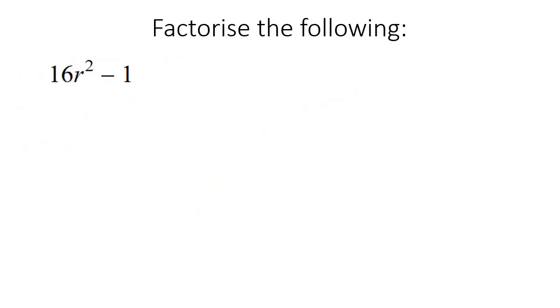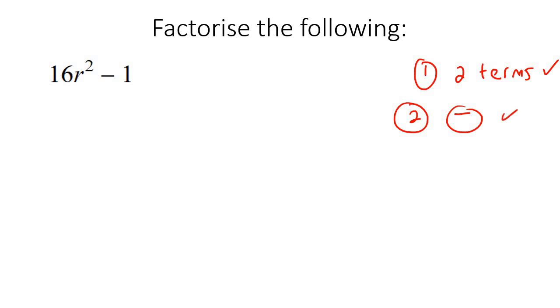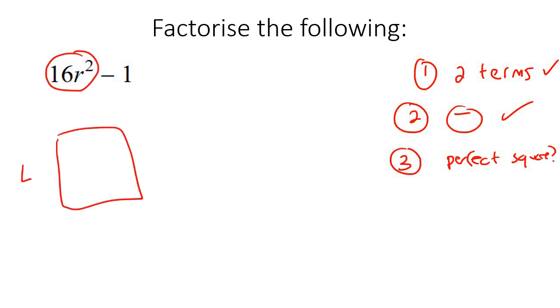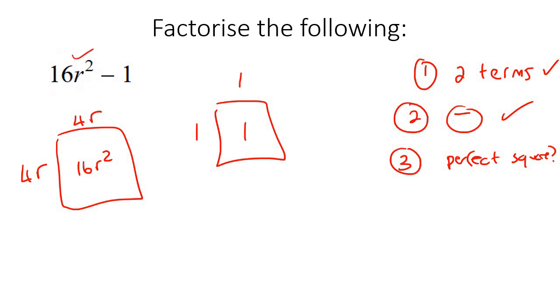So let's go through our little checklist. Number 1, do we have two terms? Yes, we do, because there's 1, there's 2. Number 2, are they separated with a negative? Well, I don't know about you, but I can see a negative there, so yes. Now, is each one a perfect square? Yes, because 4r, imagine you had a square, 4r and 4r, if you had to get the area, that's 16r squared. And then if you had a square with 1 and 1, if you had to get the area, that would be 1. So we have got two perfect squares.